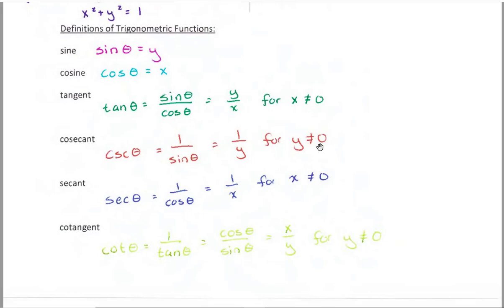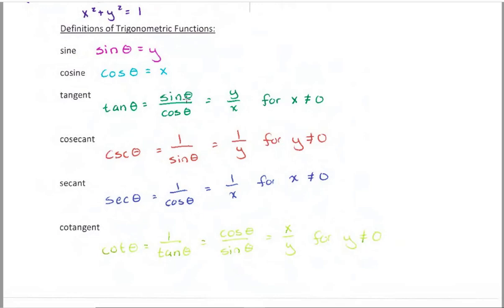For the secant, we have the secant of theta, which is 1 over the cosine. The secant is the reciprocal of the cosine. And since we said the cosine was x, that means the secant is 1 over the x value for x not equal to 0. And then the cotangent is the reciprocal of the tangent. So the cotangent is 1 over tangent.